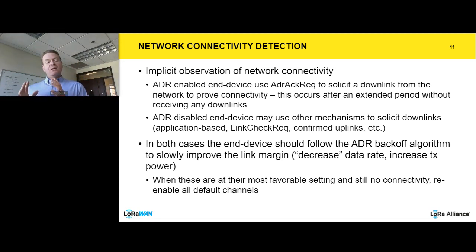The devices that do not support ADR may use other mechanisms to do that. They may use an application message to solicit a downlink. They may send a link check request or send confirmed uplinks. Any of these will solicit a downlink from the network. However, it's important to not react immediately to the loss of a single downlink in that environment. The ADR algorithm defines this very completely, and we recommend that devices that are using other techniques follow a similar backoff mechanism that enables the lossy reality of these networks to influence the rate at which they back off to their default configurations.